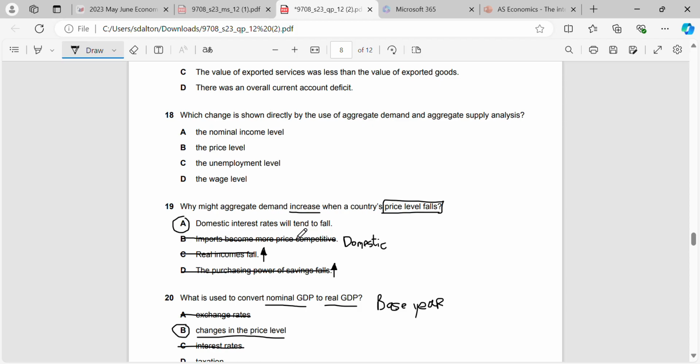Domestic interest rates will tend to fall, and that is what happens when the price level falls. The two of them tend to be correlated. So price level and domestic interest rates will be correlated. In other words, price level goes down, interest rates will tend to go down also. And why is that? Because we're looking to stimulate the economy.